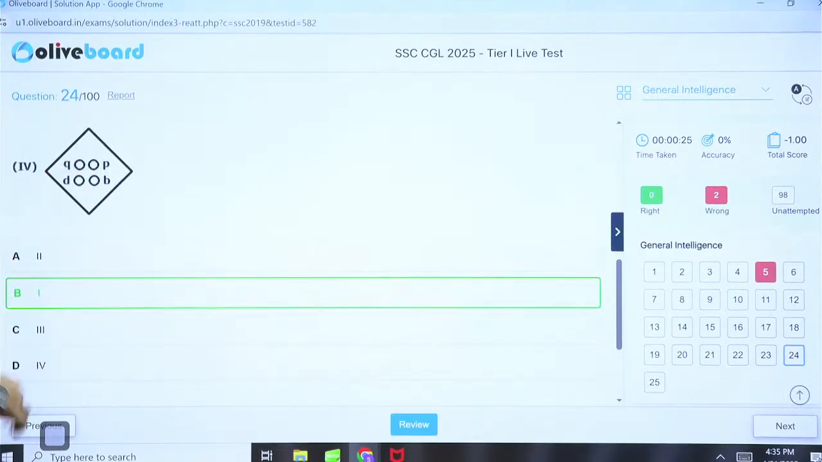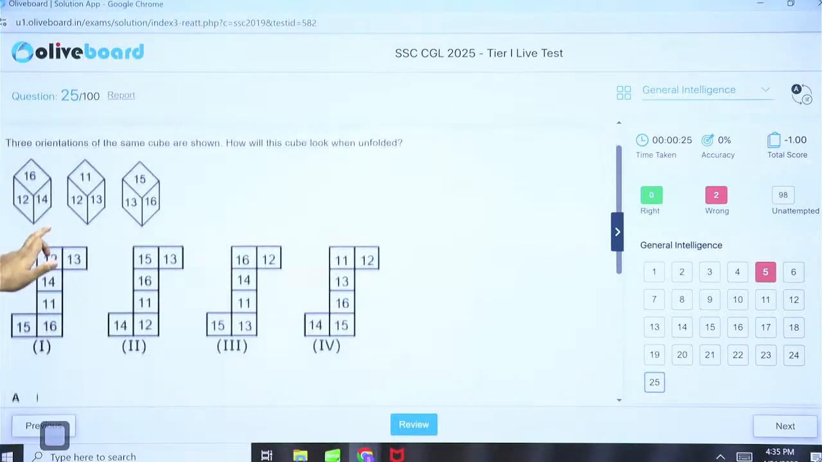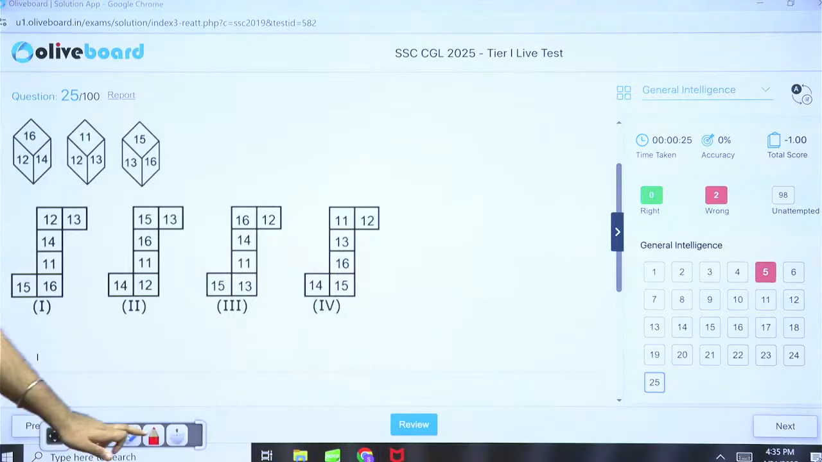There was no time wastage required here. And the last question for the session today. How will this cube look when unfolded? Just check for the opposite existences.